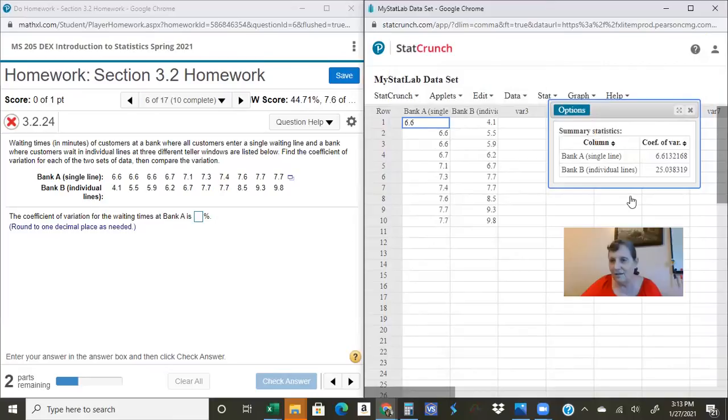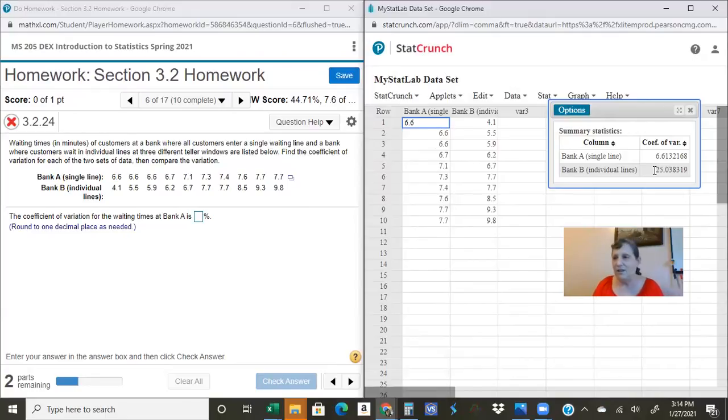After highlighting that, the coefficient of variation for Bank A is 6.61. The coefficient of variation for Bank B is 25.03. Wow, so that is drastically different. For Bank B, there is about 4 times as much variation in how long somebody has to wait.